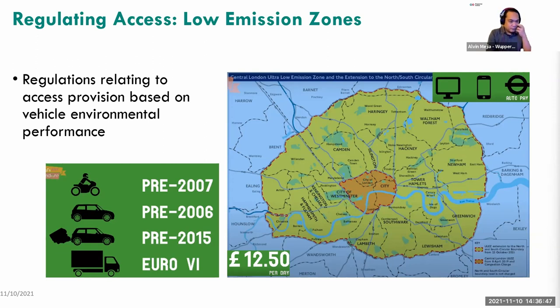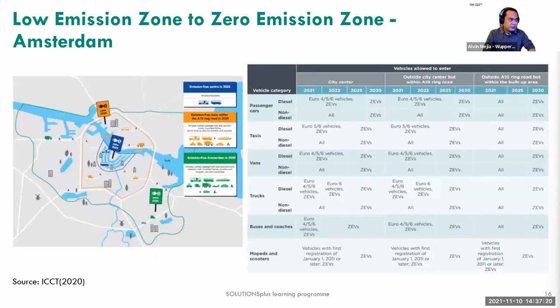But for this one, for example, what I'm showing here is the one in London. So these are the types of vehicles that are being affected. So if your vehicle would be of a certain age, you would be restricted in terms of entering certain parts of the city. And then it would require you to register to the system. And if you would actually need to travel, you need to pay a certain amount for being in that zone. And very similarly, this is the one that is being implemented in Amsterdam. So they've had the low emission zones, but they are moving towards what they call the zero emission zone.